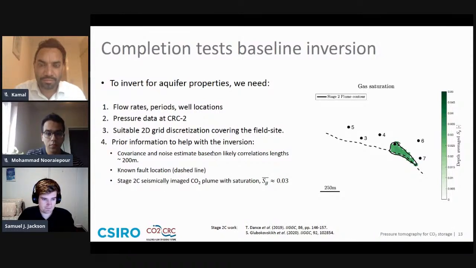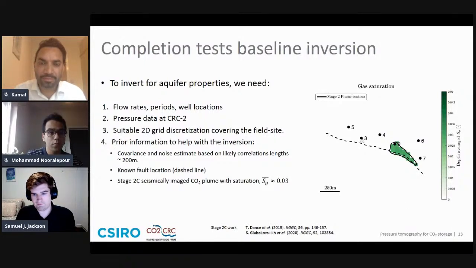So these three are really summarized in the figure on the right here. This is a really simple depth averaged prior model for the field, really, and is based on a lot of the work that went into stage 2 by Tess and Stas, which is in these journal papers down here.